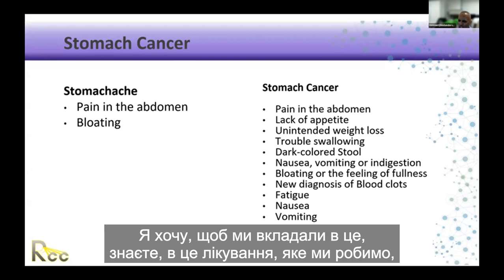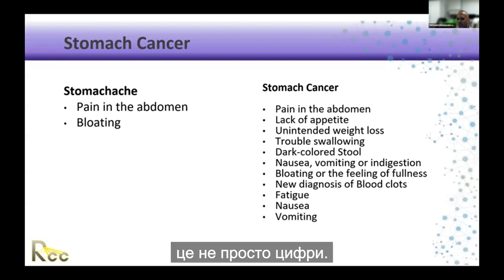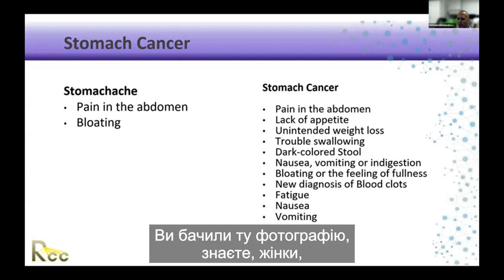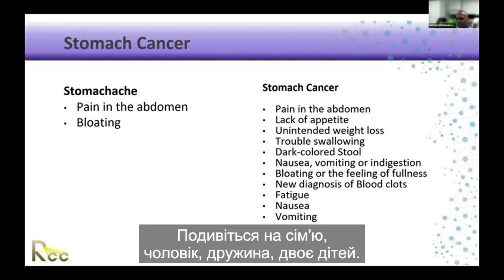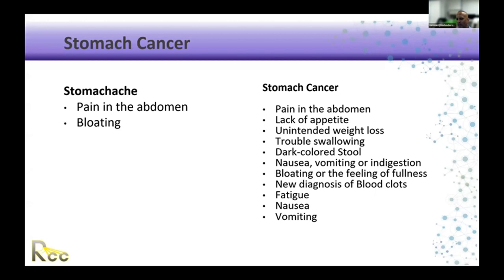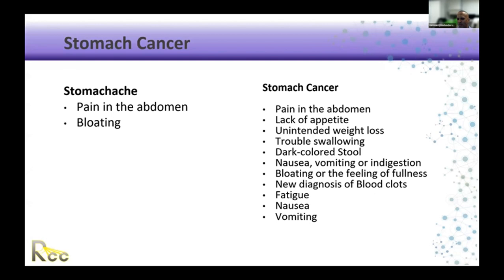I want us to put personality in the treatment we do. They're not only numbers. They're not just medical ID numbers. They're not like an assembly line in a factory. These are people. They have loved ones. You saw that picture of the lady who died of breast cancer. Look at the family: husband, wife, two kids. He lost his wife. They lost their mom. This is reality.